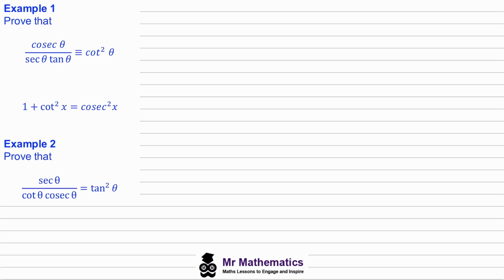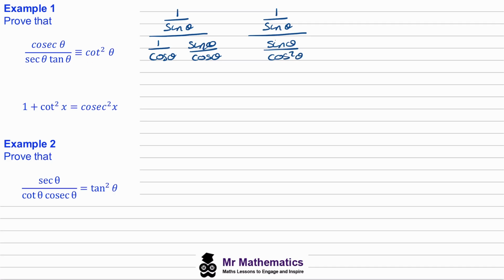So for example 1, we need to show that this left-hand side is identical to the right-hand side, cot squared theta. And the way we go about this is that we can write each of these in terms of sine and cos, and then we'll look at what will simplify. So cosec we can write as 1 over sine theta, and this is divided by sec theta, which is 1 over cos theta, and tan theta, which is sine theta over cos theta. We can simplify this denominator. If we multiply these two together, then we'll get sine theta over cos squared theta.